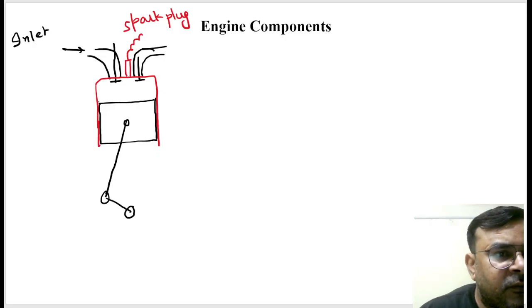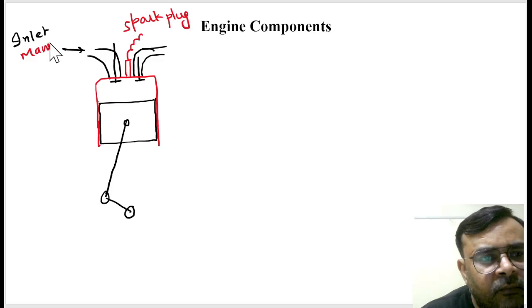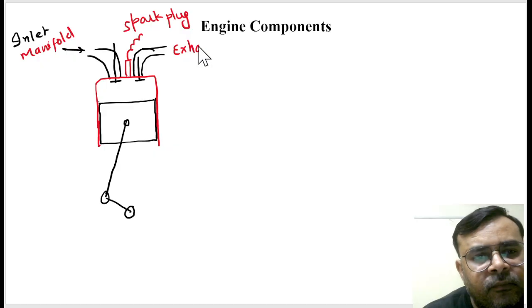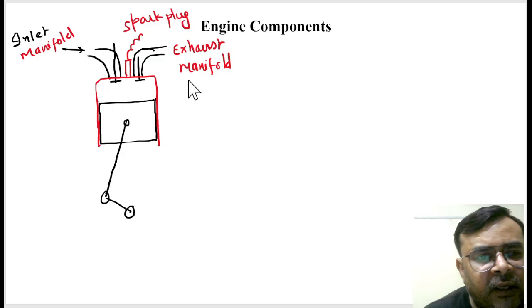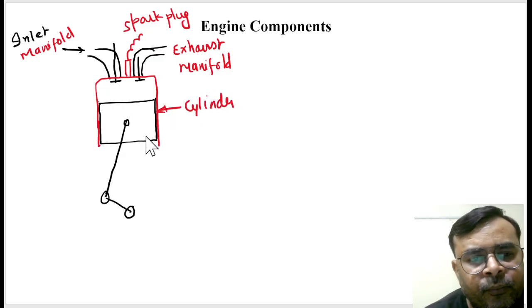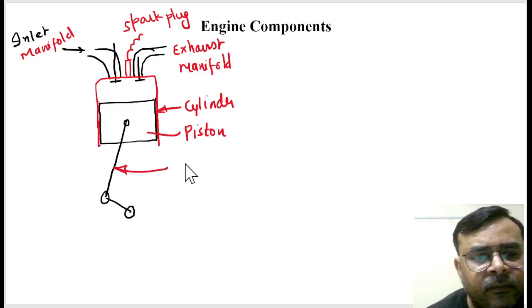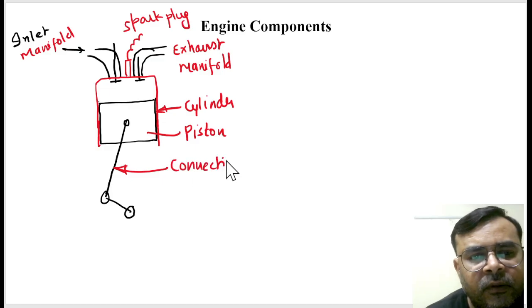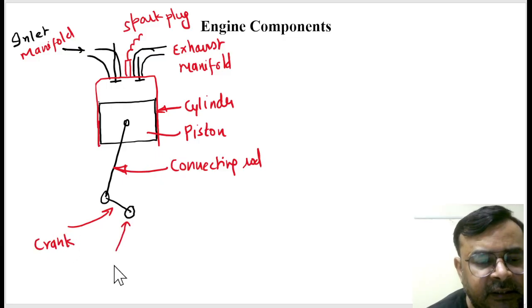And of course, if you write their nomenclature, then this is an inlet manifold. This is exhaust manifold. Correct? This is a cylinder. This is a piston, and this is a connecting rod. This is a crank, and this is a crankshaft.